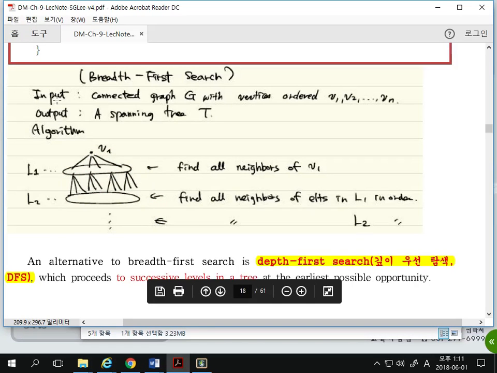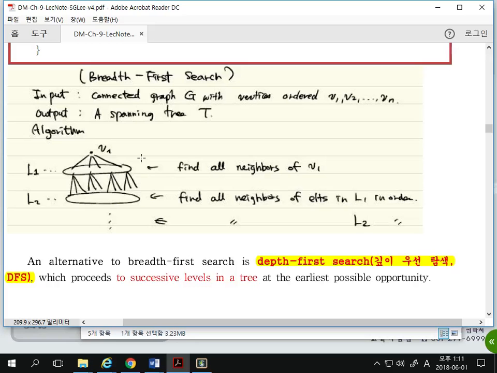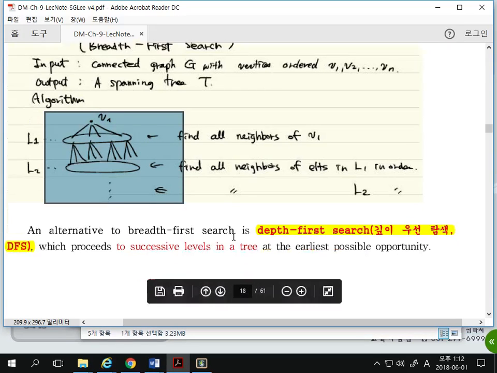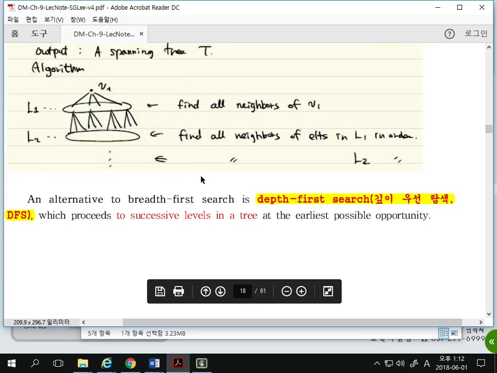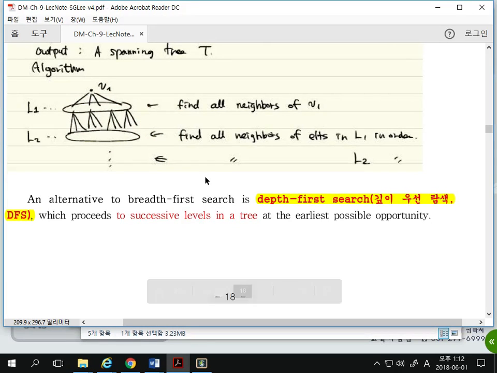Start from here. Input is a connected graph G with the vertices ordered like this. Then output is a spanning tree T. The algorithm is to start from there and then go through the first level, then the second and third, like this. Okay, this is one algorithm, breadth first search.